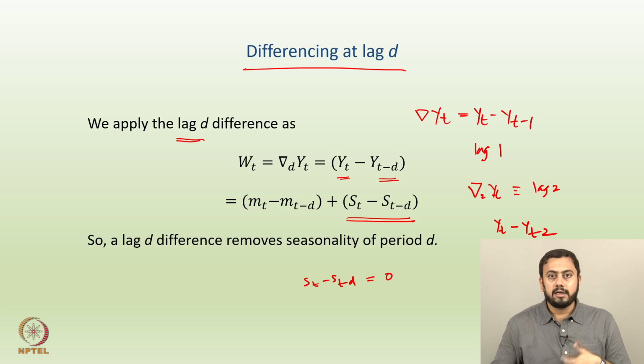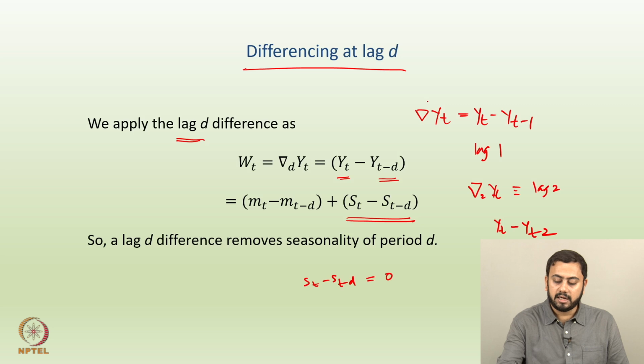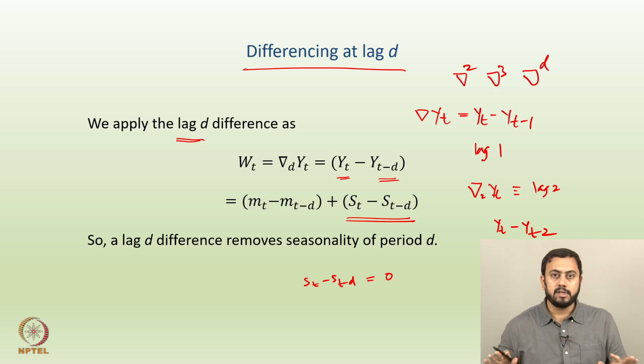So, if one wants to correct seasonality, then one has to apply a lag d difference. If one has to reduce trend, then one can apply either nabla, nabla square, nabla cube, or in general nabla to the power d. Hopefully the idea is clear. On one hand you have nabla to the power d, and on the other hand you have nabla subscript d, which is called the lag d difference. Here we have clearly seen that if you want to reduce seasonality, then one should take a lag d difference on the time series process yt.